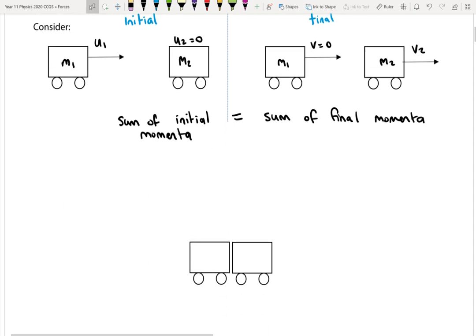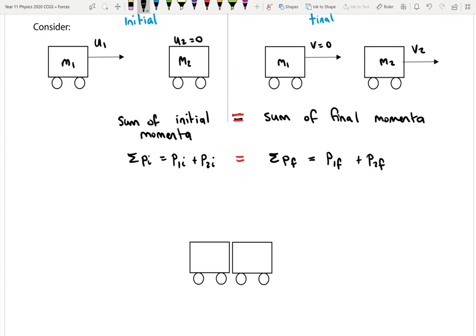Now there's a few ways that we can write this. We're going to write that the sum of the initial is sigma p initial, and that's going to be equal to P1 initial plus P2 initial. So the initial momentum of object 1 added to the initial momentum of object 2. Now that is going to equal the sum of the final momenta. And so now we've got the final momentum of number 1 plus the final momentum of number 2.